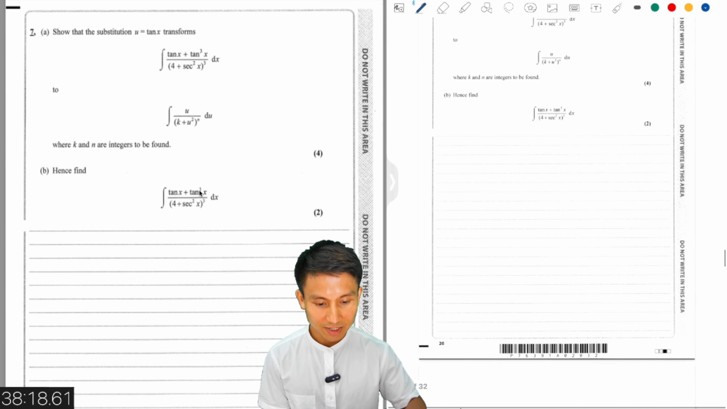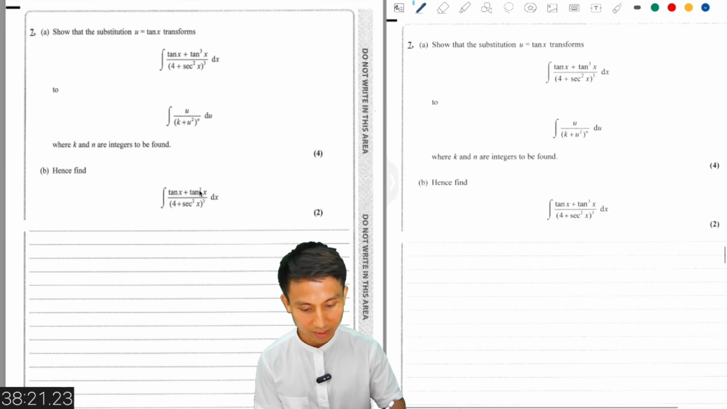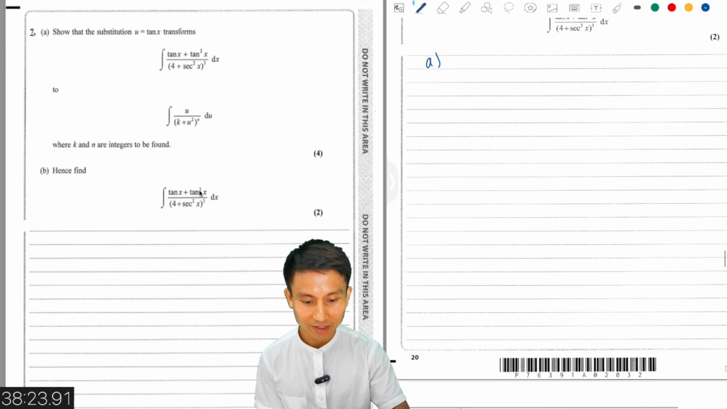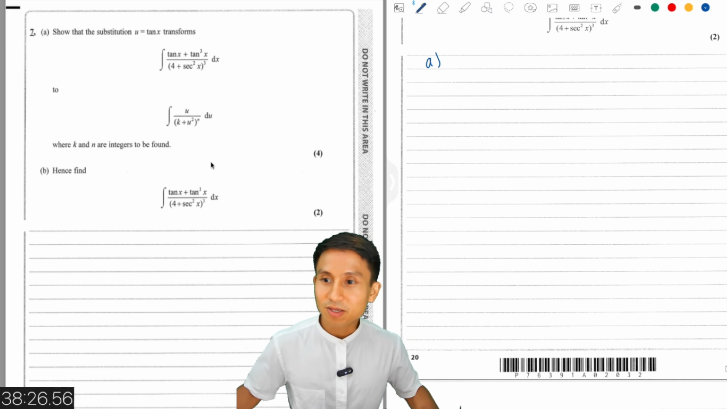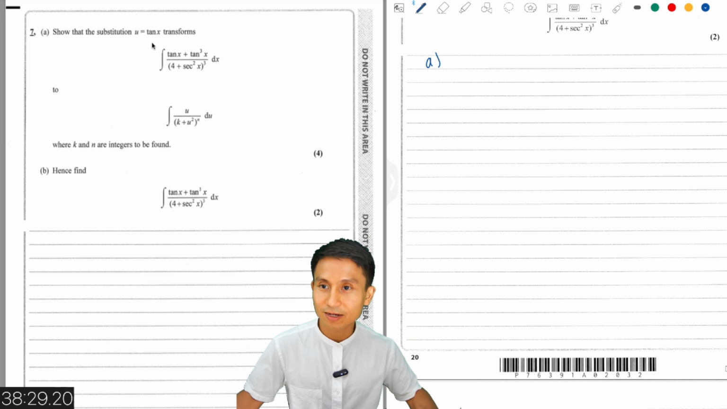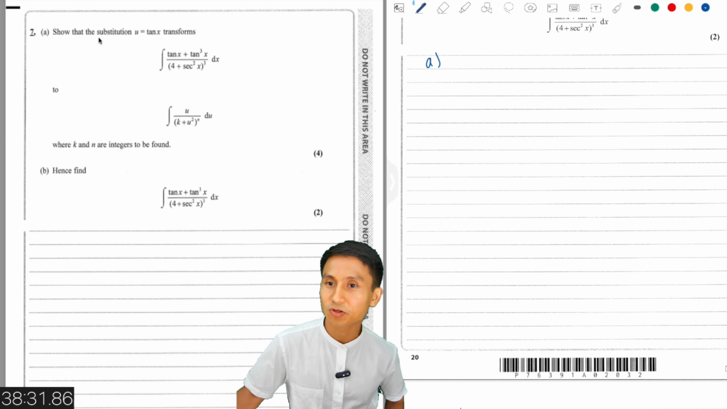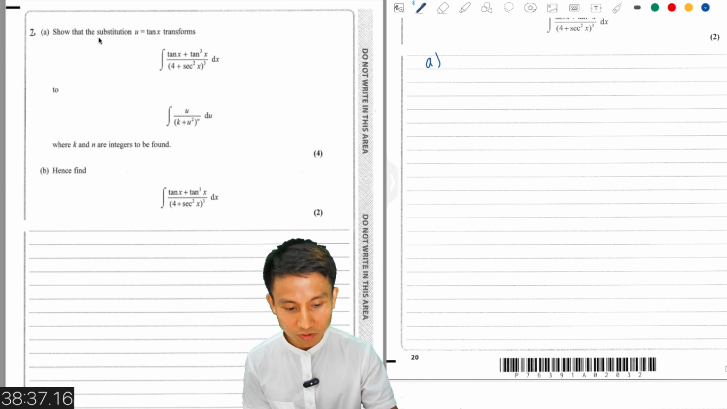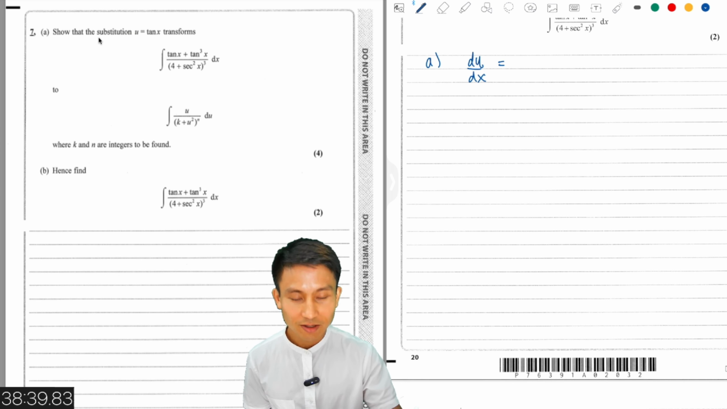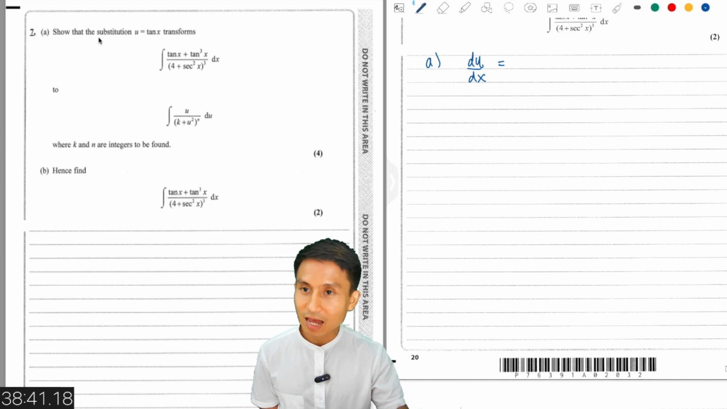All right, so next one is number 7. Ooh, look at that. Charming. Okay, see, what do we have here? Substitution. Part A: show that the substitution u equals tan x transforms that to that. All right, guys, we just do du by dx first. Differentiating tan, we get sec squared x, okay? And then we're going to transform that whole thing. So before doing anything, we should make dx the subject first. So that's going to be du over sec squared x, right?